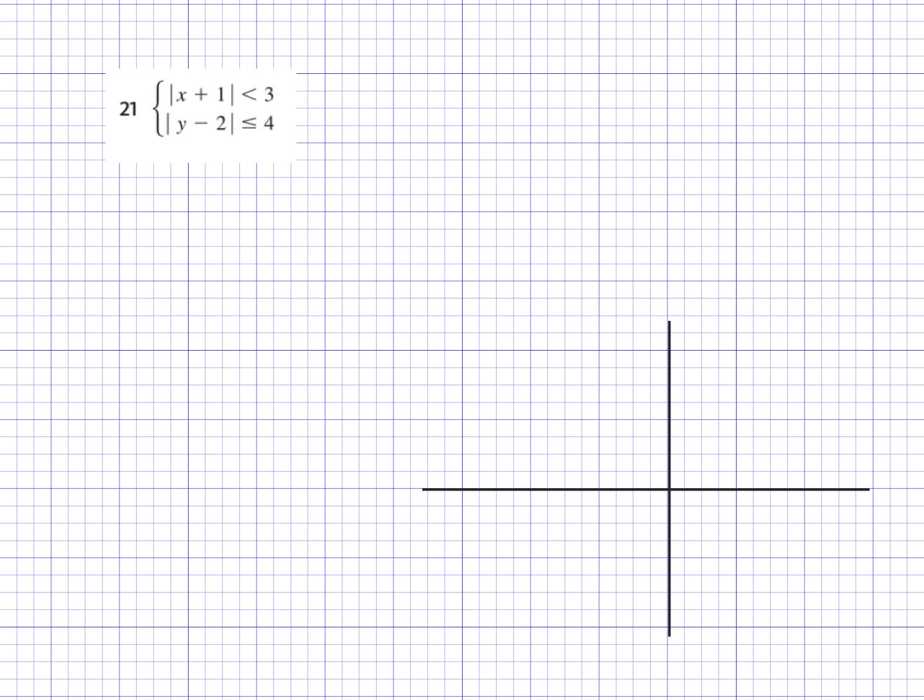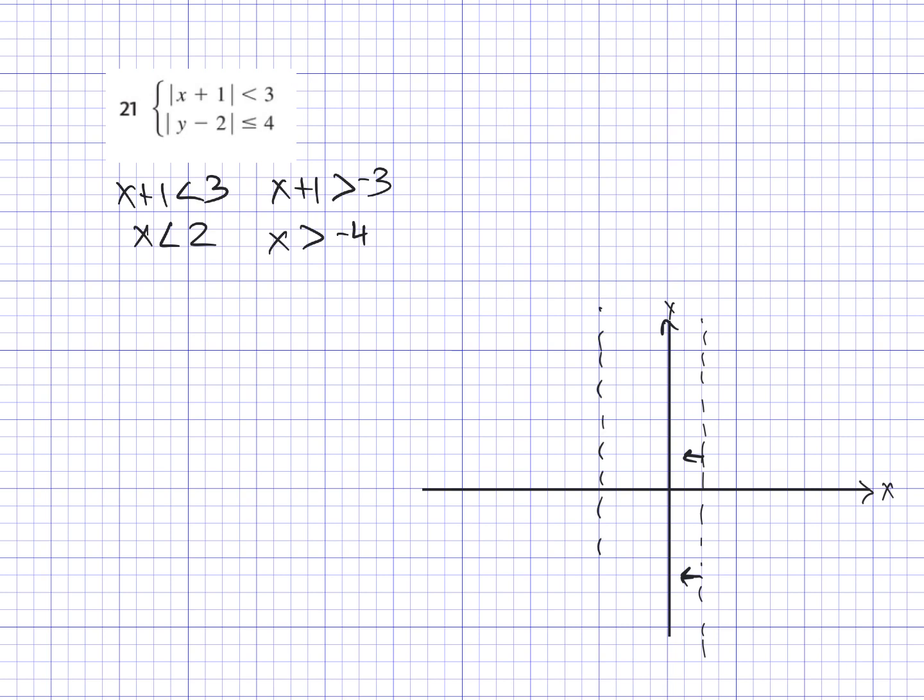Okay, so again, absolute value is the actual inequality, and then the opposite sign and the opposite answer. So x is less than 2 and x is greater than negative 4. So let's do that one. Less than 2 is a vertical line. It's dotted, it doesn't have an equal sign. Less than means to the left when it's a vertical line. And greater than negative 4, again dotted, shaded to the right.